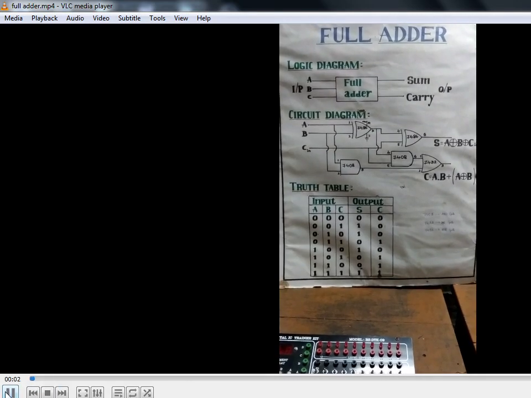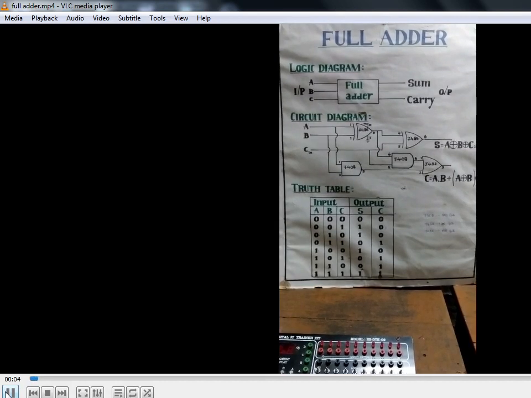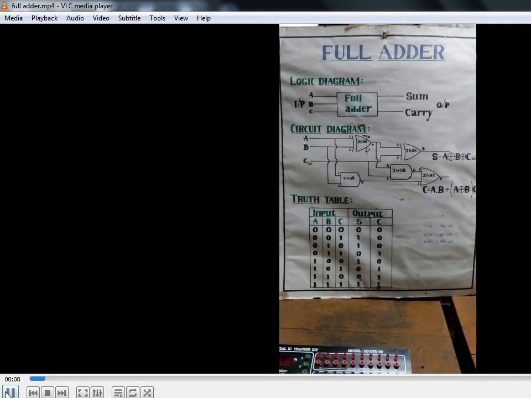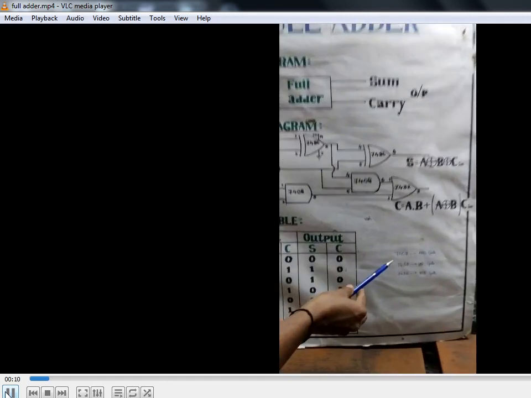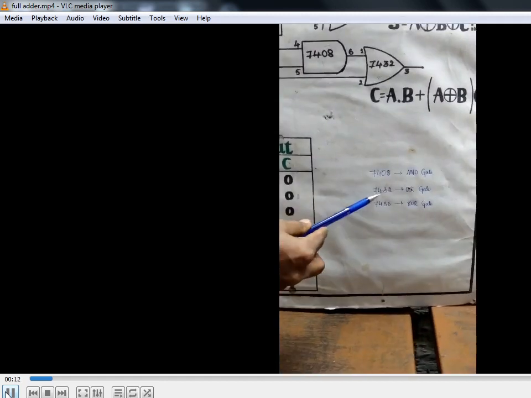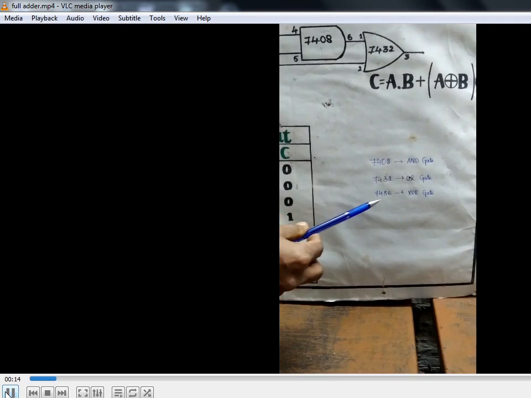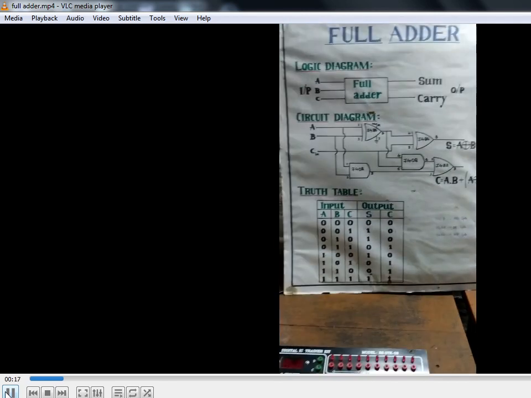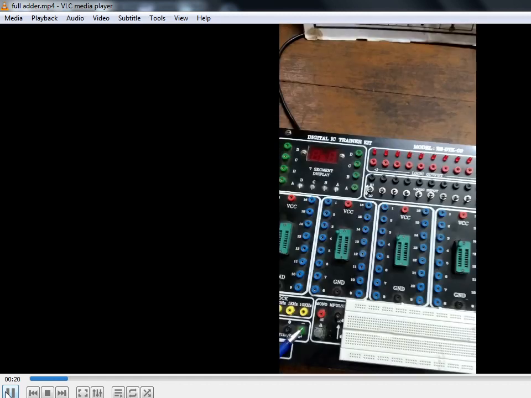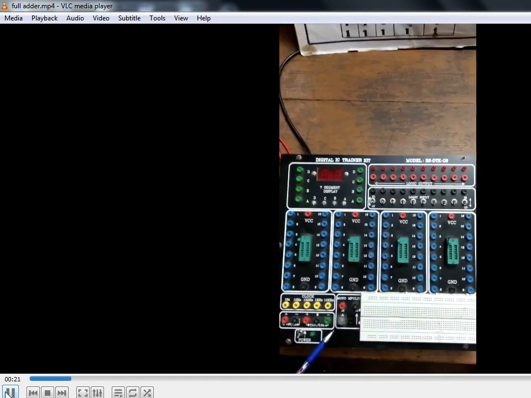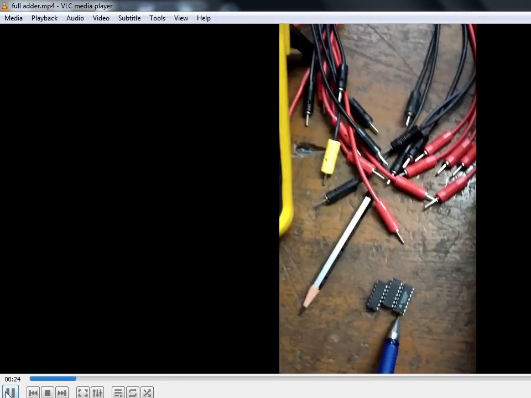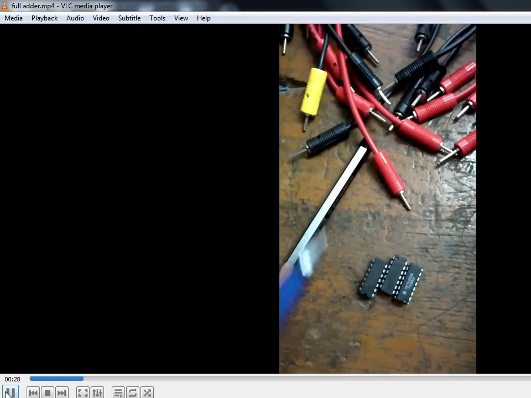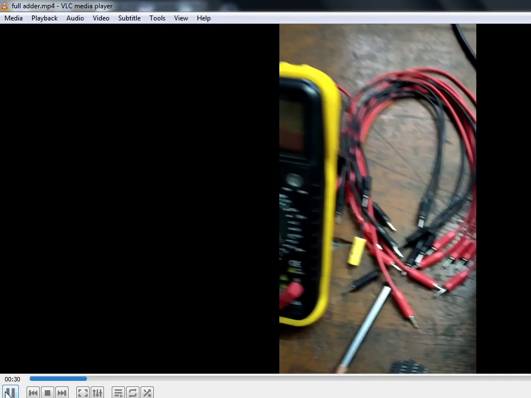In this video, I will explain how to verify the truth table of full adder circuit using IC 7408, 7432 and 7486. The materials required for this experiment are digital IC trainer kit, IC 7408, 7432, 7486, patch cords and multimeter.